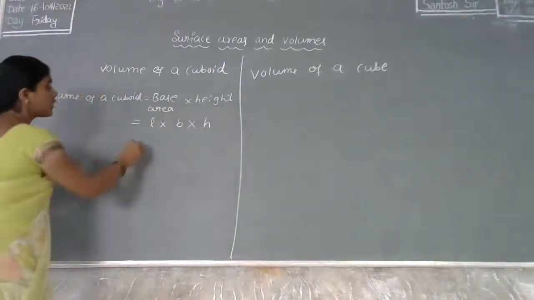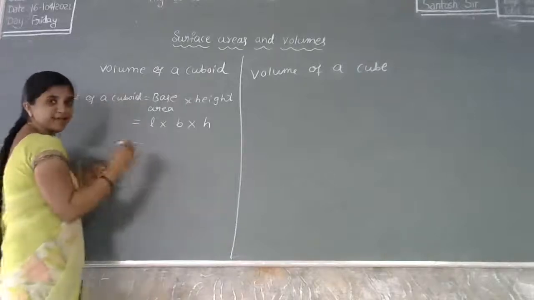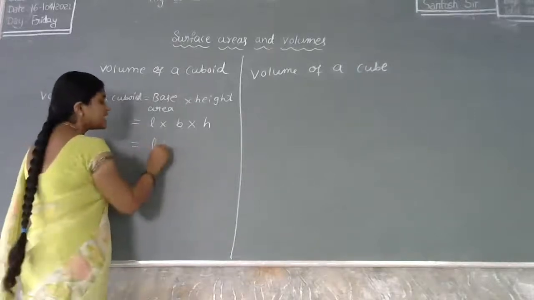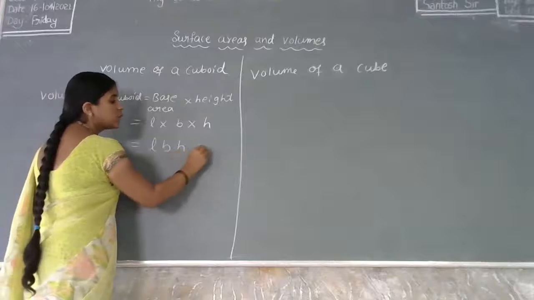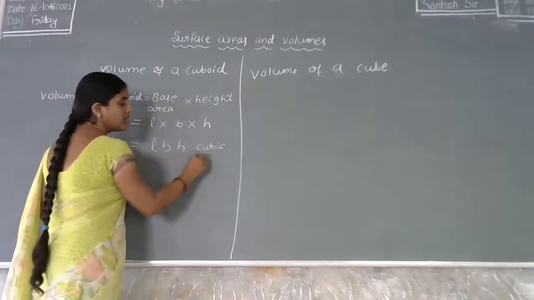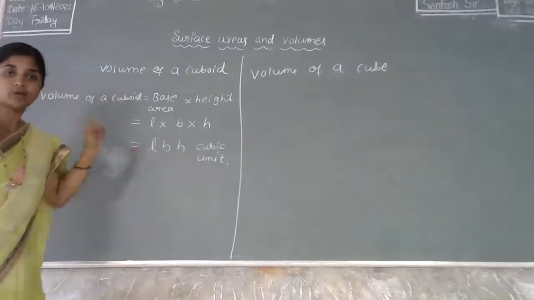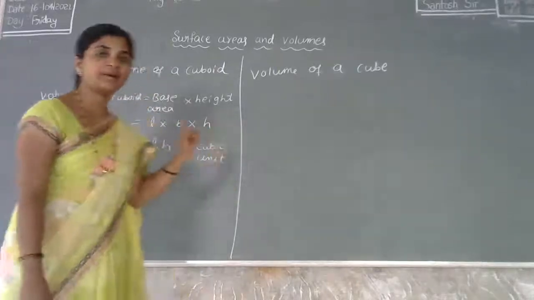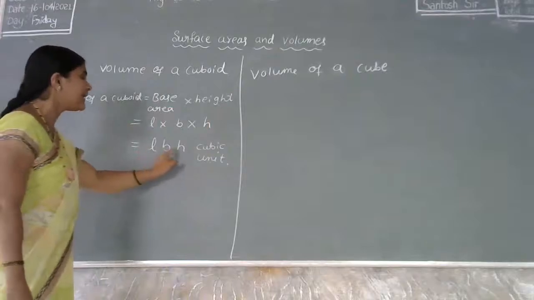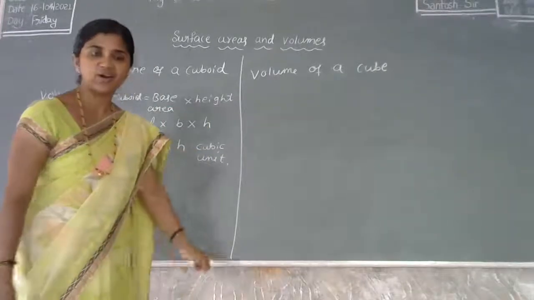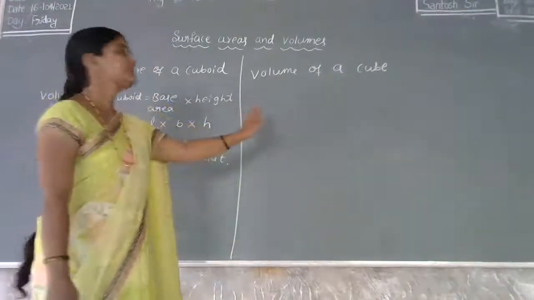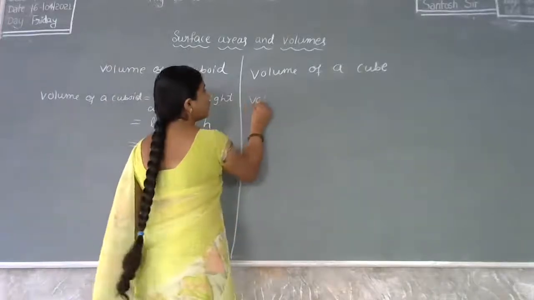So what is the final formula for the volume of the cuboid? That is LBH cubic units. Cubic units. So the volume of a cuboid is equal to LBH cubic units. Got the idea of this one now? Now, same way, the volume of a cube.